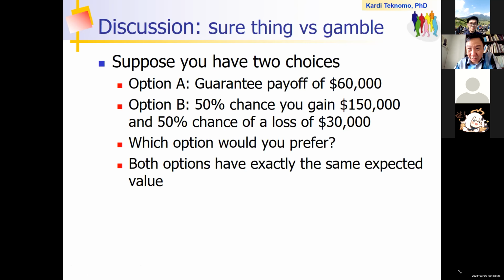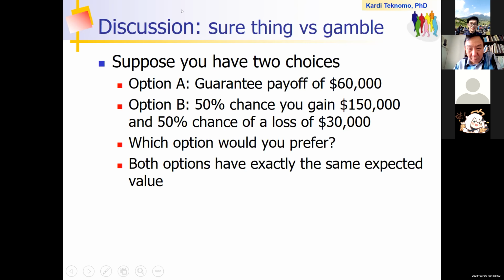Which one do you choose, A or B? I think I will choose B. Why? Because despite the loss of 30,000, the money that I will probably gain is 150,000. It's like 5 times the loss. So I think I will choose option B.